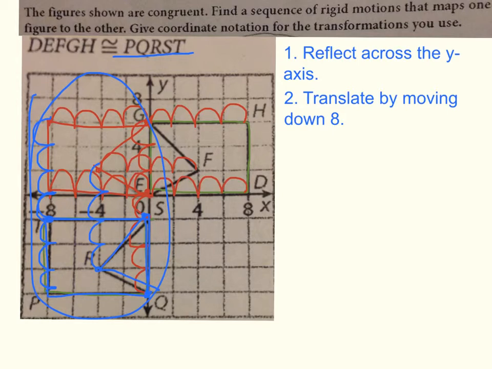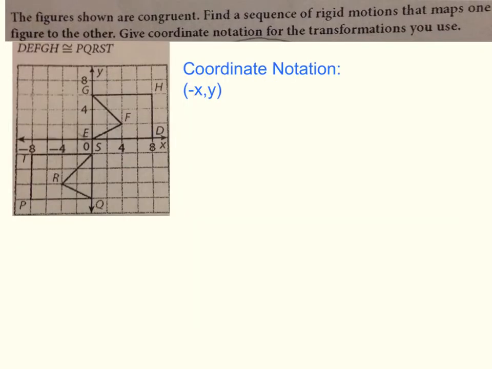Now let's write the equation. The equation for the coordinate notation is negative x comma y because we reflected over the y-axis. When you reflect over the y-axis, the y stays the same and the sign of the x changes. So it went from positive to negative.